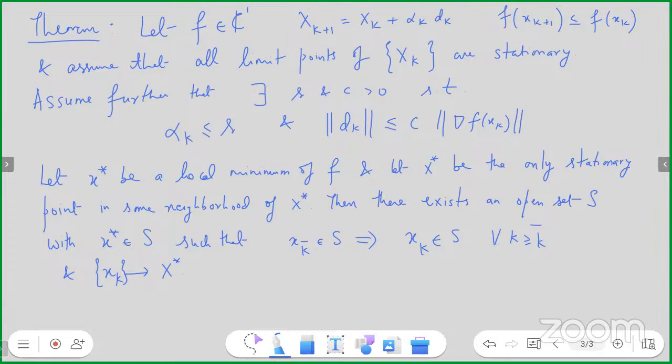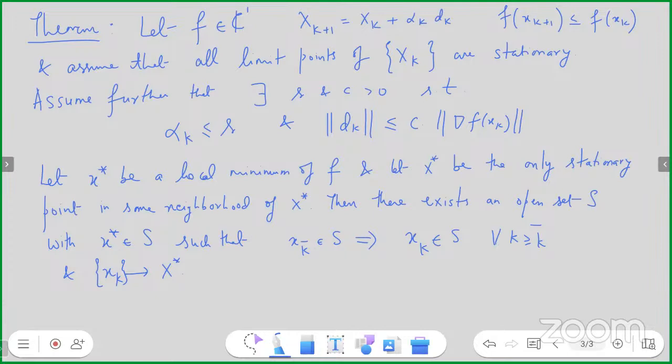For that to hold, you need all those technical conditions, that alpha k remains bounded and d k also remains bounded with respect to the gradient of f of x k. It's not like, if x star is a local minimum, a stationary point, and x k is converging to x star, then there will be an open set around x star. But where is the guarantee that it converges? That's the whole point. It's saying both: once I enter S, I remain within S and I converge to x star.